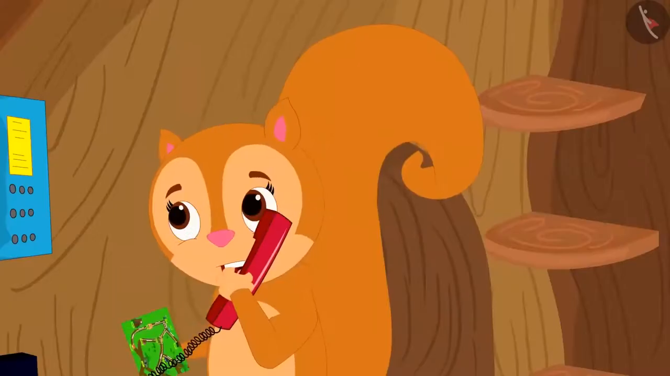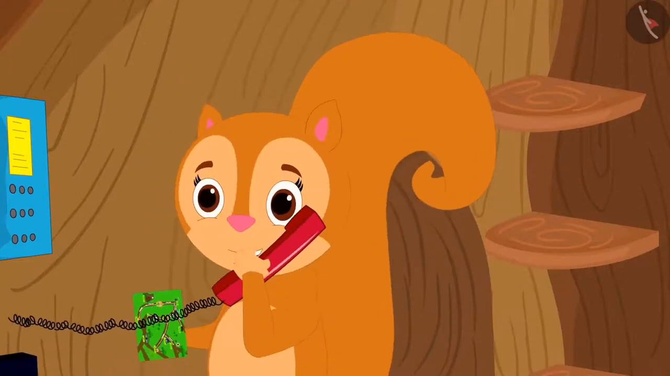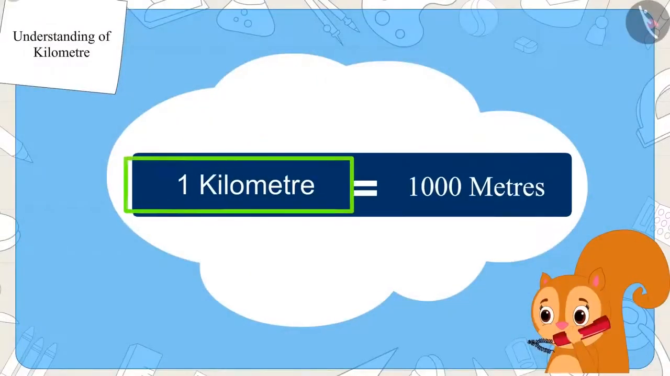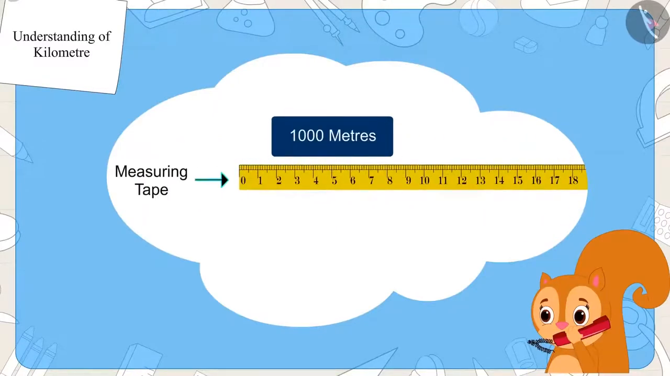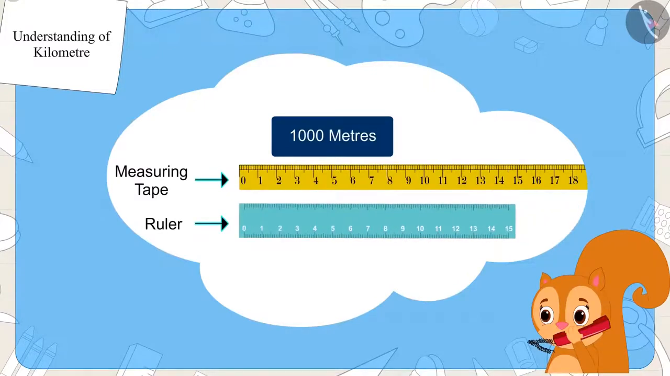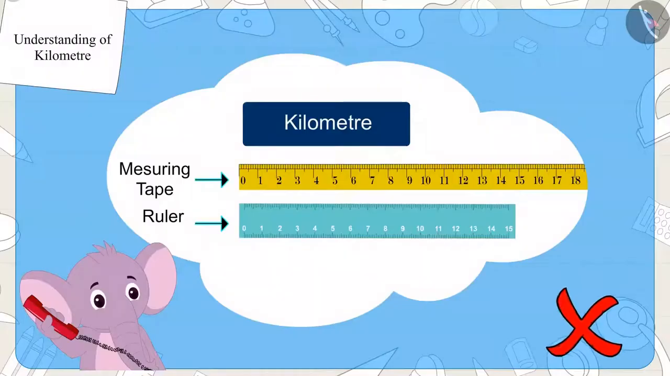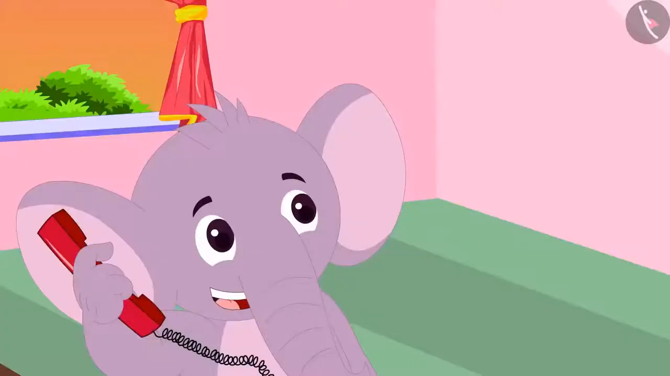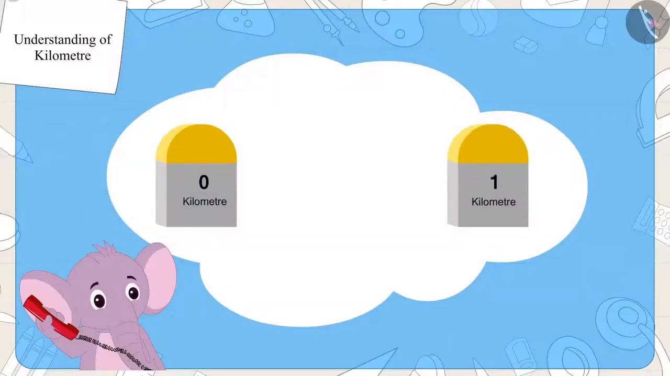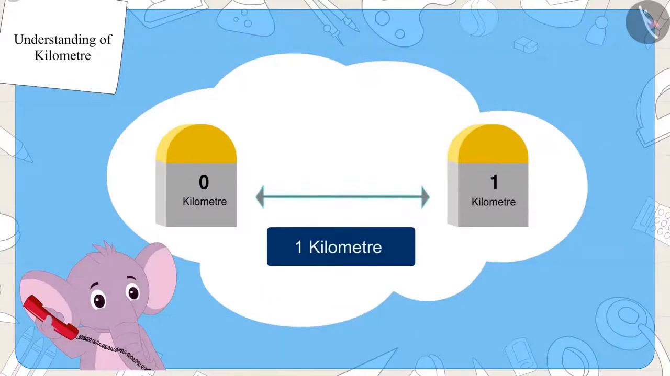Very good, Chanda said to Appu. But Appu, if 1 kilometer is equal to 1,000 meters, then we will not be able to measure it with a measuring tape or a ruler. So how can we measure the distance between two places? You cannot measure a kilometer with a measuring tape or a ruler. Special resources are used for this, okay? You can only find the distance between two places by the distances written on the signs on the road.